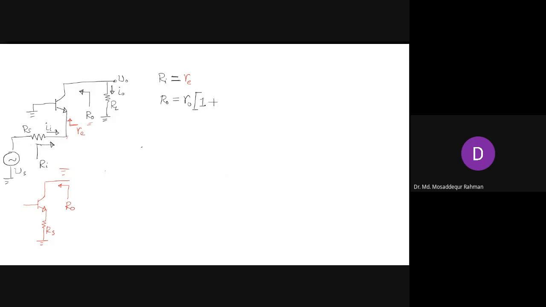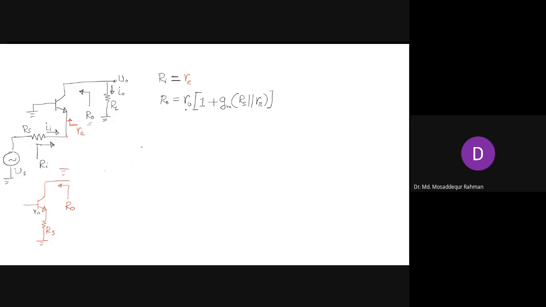First one is just one, and the second part is gm times the parallel combination of two resistances. One is this Rs, in parallel with the other, the r pi between the base and emitter. Rs is in parallel with r pi. So that's not very difficult to remember.